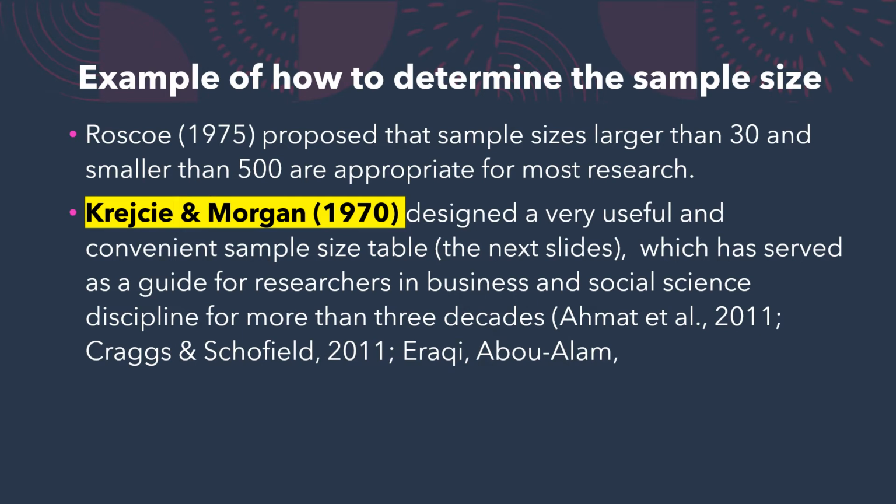Roscoe, 1975, proposed that sample sizes larger than 30 and smaller than 500 are appropriate for most research. Creasy and Morgan, 1970, designed a very useful and convenient sample size table, in the next slides, which has served as a guide for researchers in business and social science discipline for more than 3 decades. Amit et al., 2011; Craggs and Schofield, 2011; Iraqi; Abu Alam.